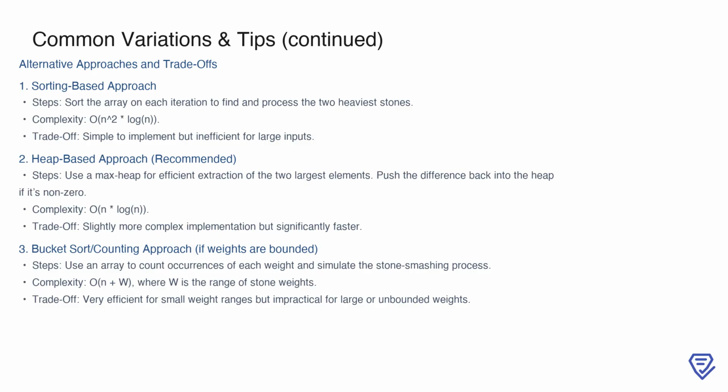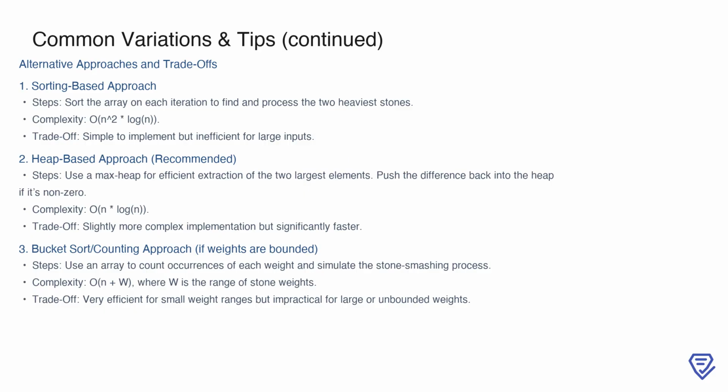There are several approaches to solving this problem, each with its own trade-offs. A sorting-based approach involves repeatedly sorting the array to find and process the 2 heaviest stones. While this method is simple to implement, its O(n^2 log n) time complexity makes it inefficient for large inputs. A heap-based approach, on the other hand, is recommended for its efficiency. By using a max heap, you can quickly extract the 2 largest elements and push the difference back into the heap if it's non-zero. This approach has a time complexity of O(n log n), and is significantly faster, though it requires slightly more complex code.